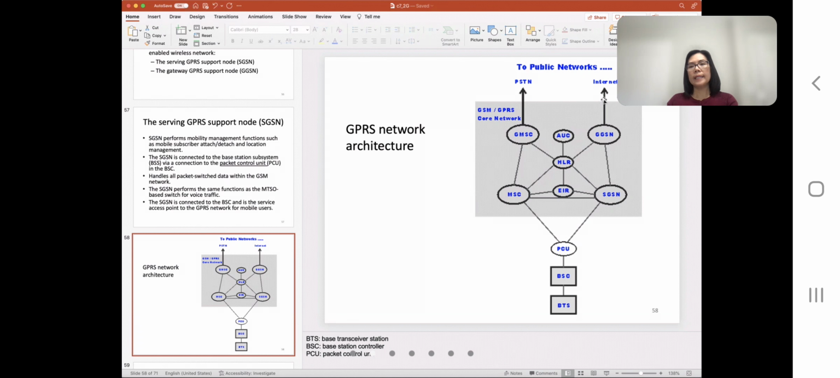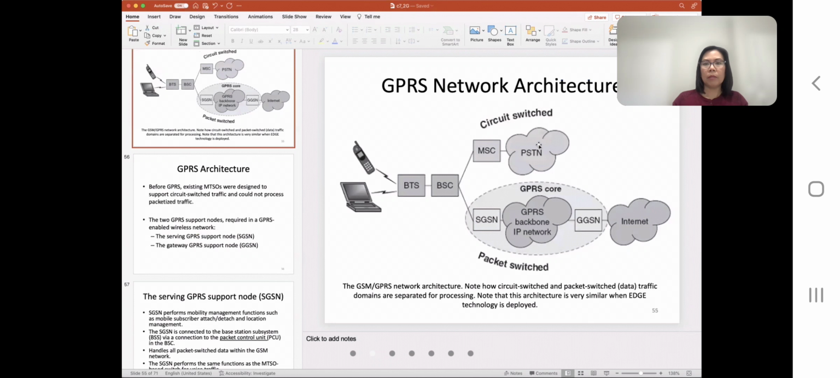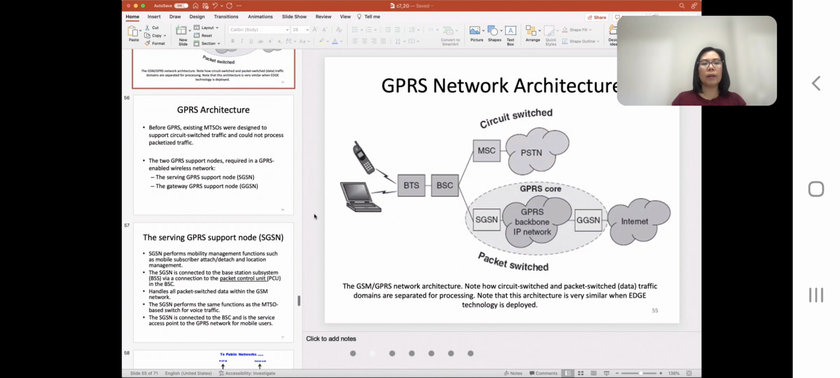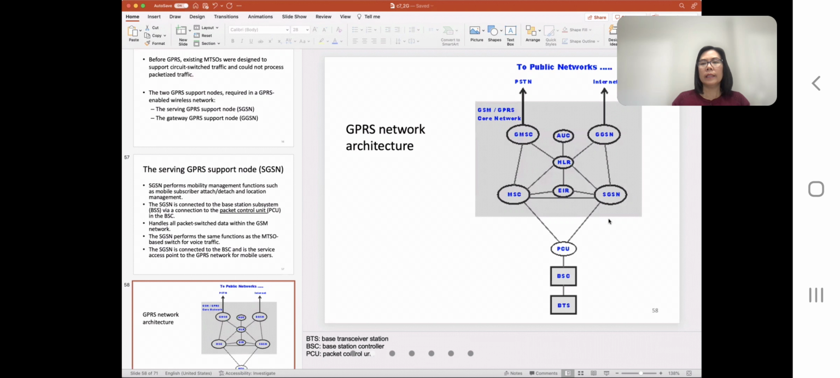Then on the right side, we have the second component that handles the data. And this handles packetized data. So we have the SGSN, the serving support node.